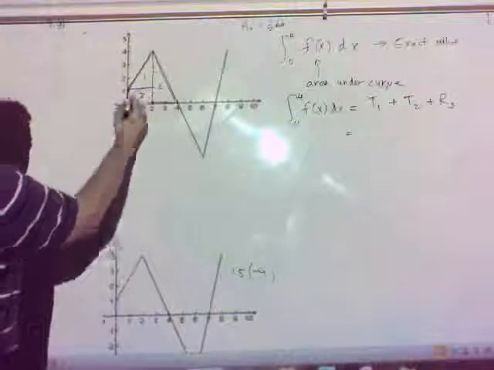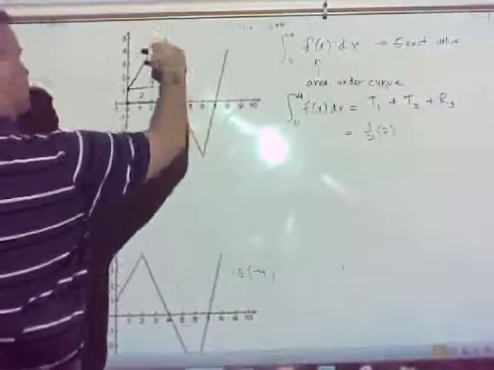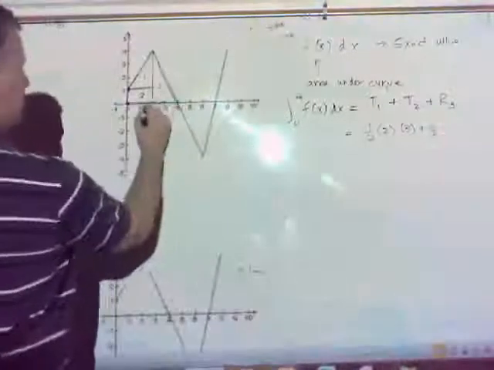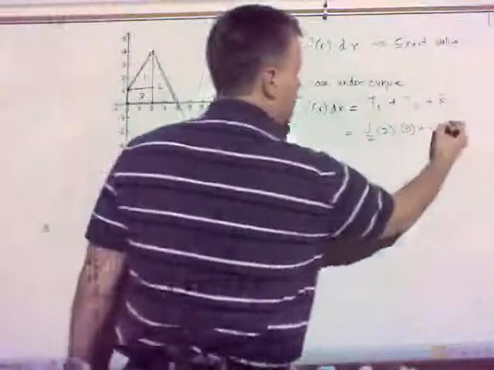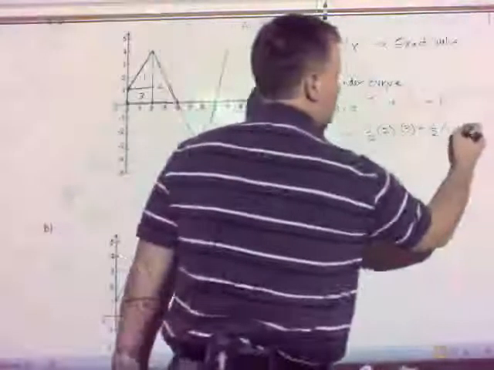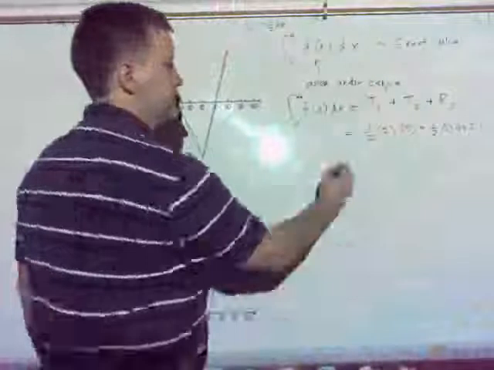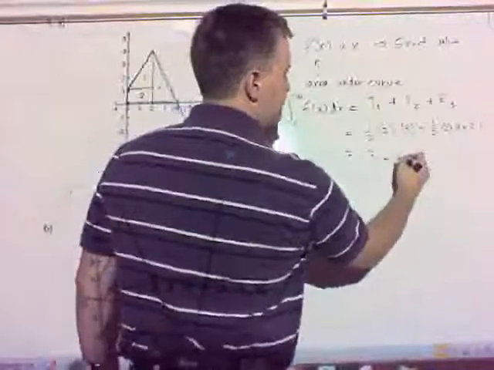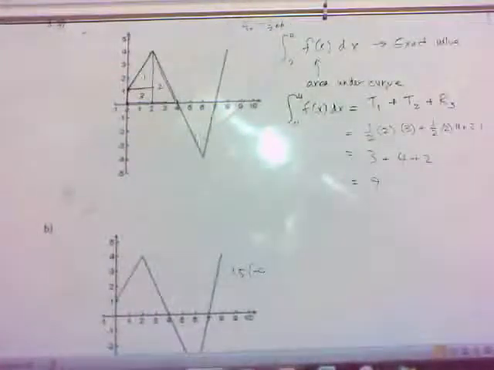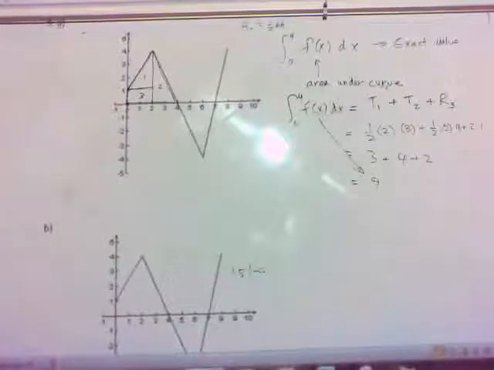So it'd be 1/2, the base is 2, the height is 1, 2, 3. Triangle 2, well, it's a triangle, and it's 1/2 by 2 by 4. And then the rectangle is 2 by 1. Half of 6 is 3, half of 8 is 4, and 2, so you got area is 9. So that's the integral value, the definite integral. Okay?